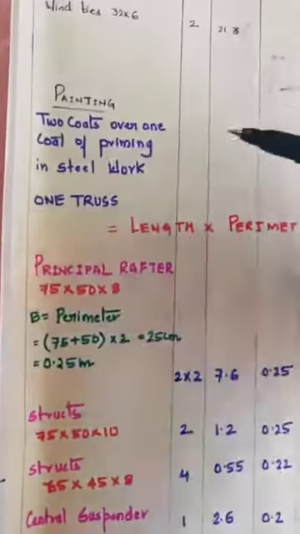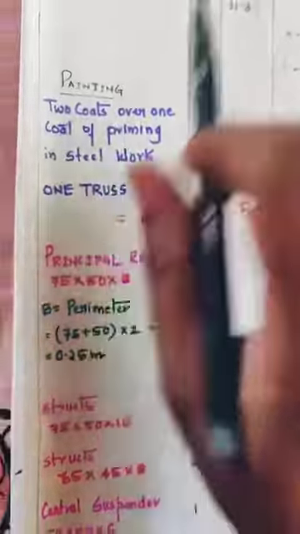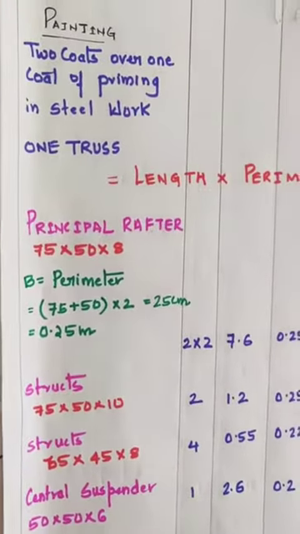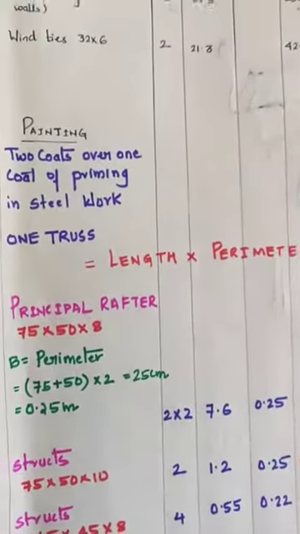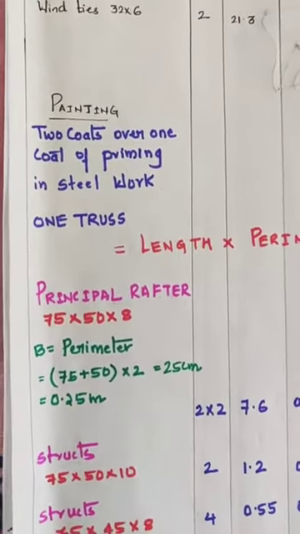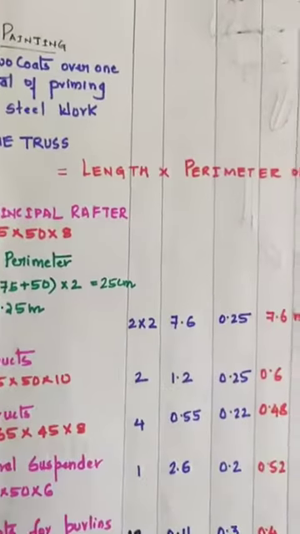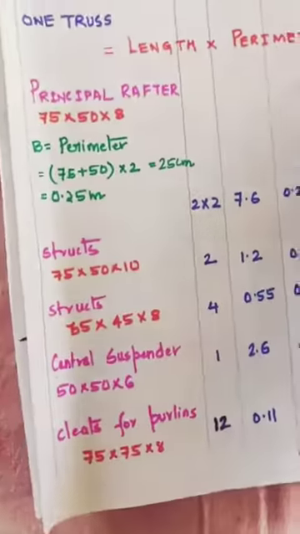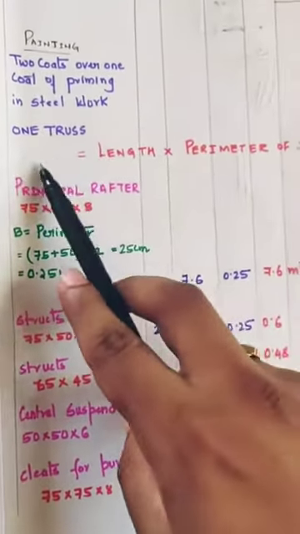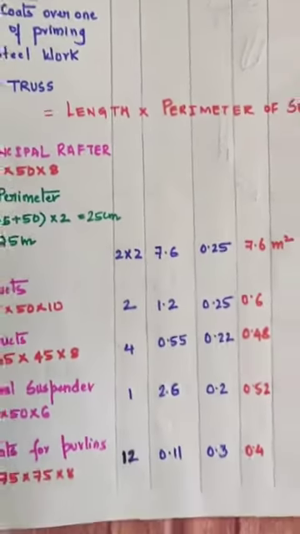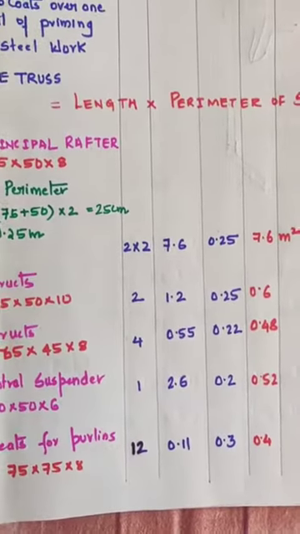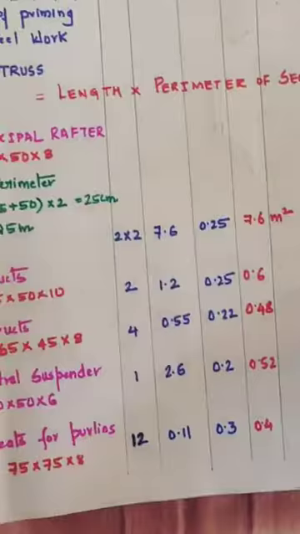So painting, here we have included two coats over one coat of priming in steel work. Again we'll follow the same method of calculating the quantity. We'll calculate the quantity for one truss. When we are done with the calculation of quantity of painting for one truss, we'll multiply that with the number of trusses, right?